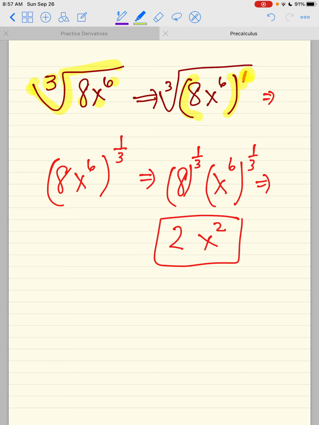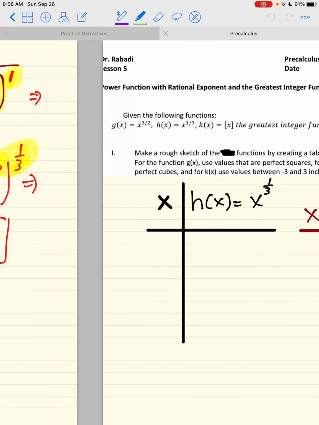So numerator, denominator, okay? And because this is a monomial, and that's the only reason you're allowed to do this, you can split them up. 8 to the third, x to the 6 to the third. We know how to do this. What number do we multiply 3 times to give me 8? 2. 2 to the first power is 1. So this here, power to a power, do you guys remember from algebra? You just multiply. 6 times 1 divided by 3 is 2. So this is your final answer.